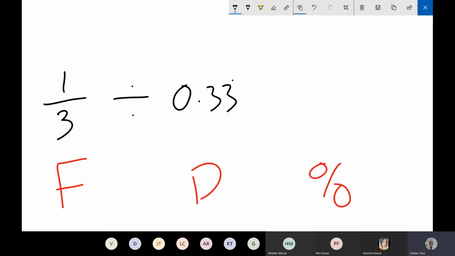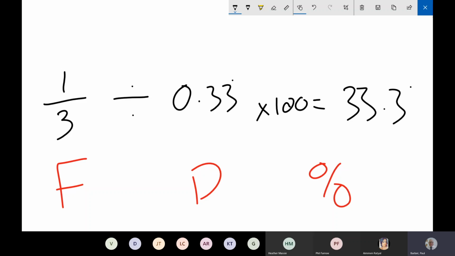To turn that into a percentage, we simply times it by 100. We know that percentage means out of 100. So we've got our decimal, and all we do is times it by 100. And that in this case would give us an answer of 33.3, and again, it's 33.333 reoccurring, to show with the dot.